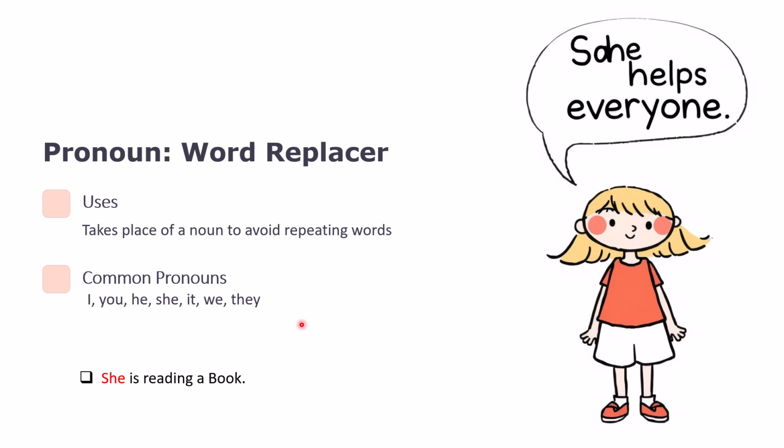For example, she is reading a book. To avoid repetition in a sentence, we use a pronoun to make the sentence more constructive. That's why we call it a word replacer. Instead of taking the name of a person again and again, if we use a pronoun in a sentence, then it makes a constructive sentence.